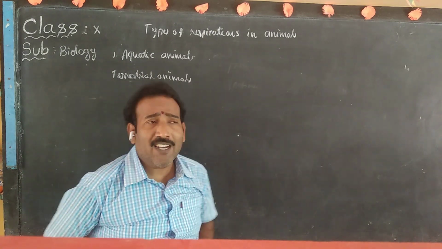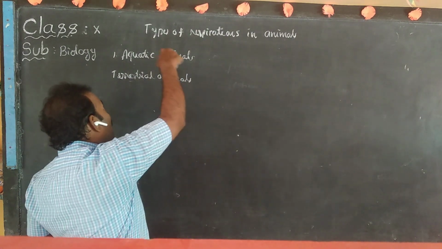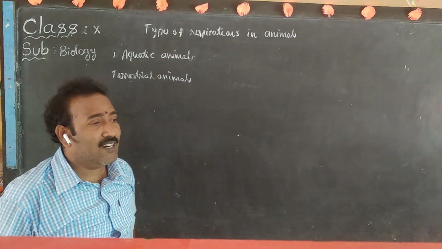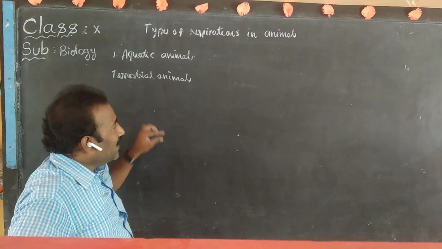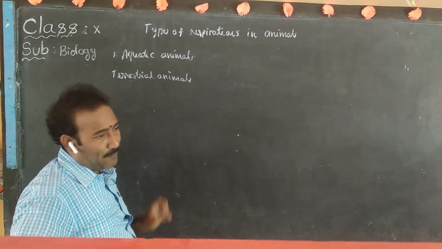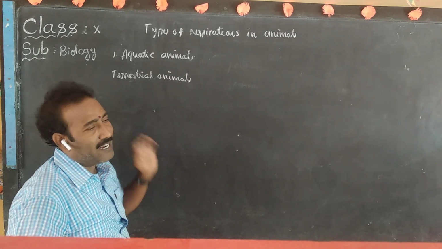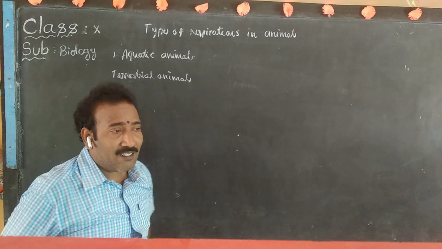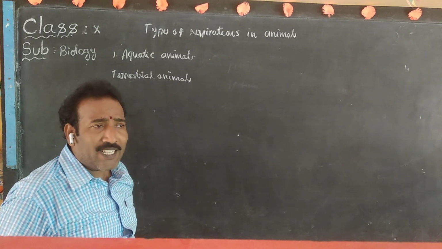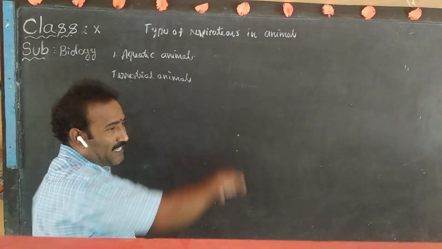Those able to live on land are called terrestrial animals. Some are able to live in water, and they are called aquatic animals. Some, like amphibians, frog, are able to live both in water and land. But all these animals do not have the same type of respiratory organs or the same type of respiration.